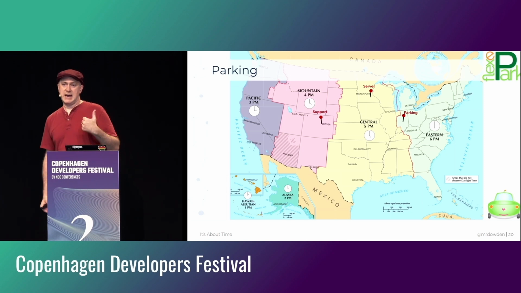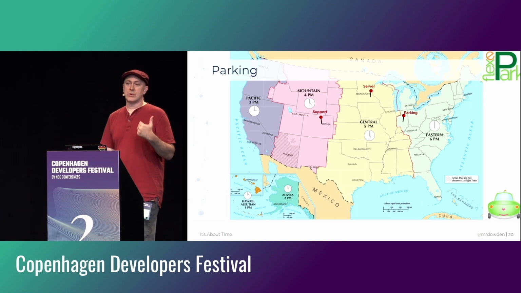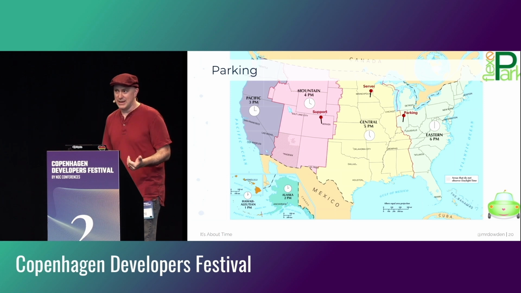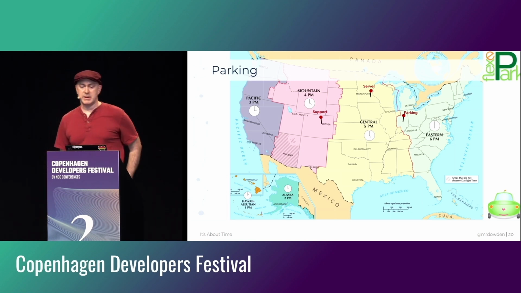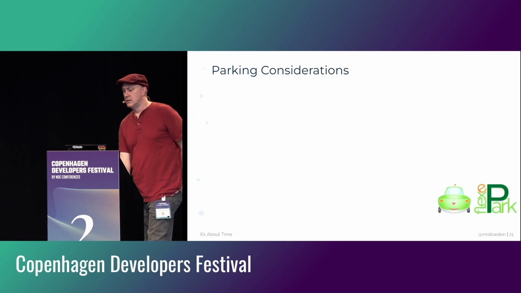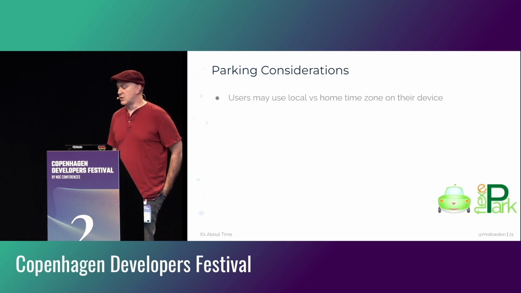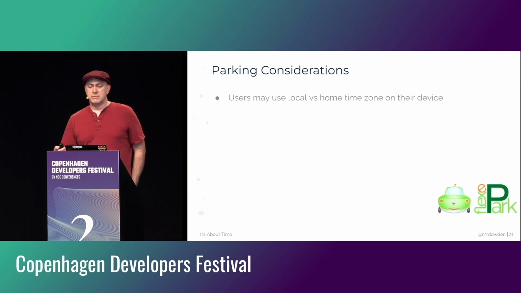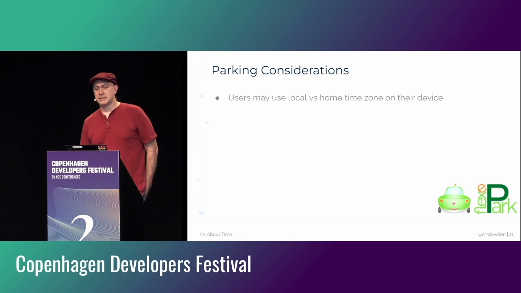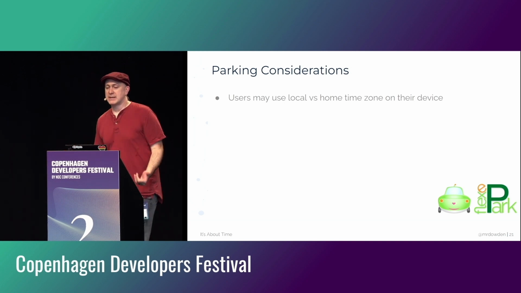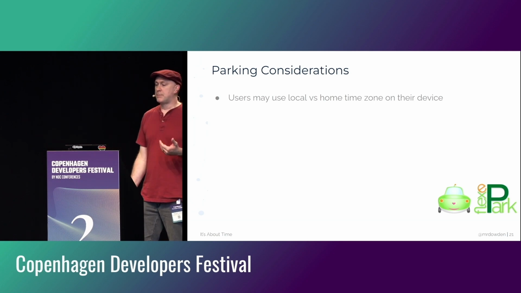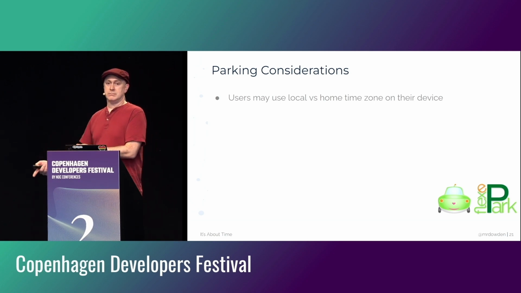So it means that I have to come up with a way to work around the deficiency of JavaScript date times, which is that it's always in my time zone. Starts to make it really, really interesting in that situation. So there's a bunch of different considerations we have to come into. Users may use local versus home time on their device, right? Like right now, I'm in Copenhagen, but I expect to see the correct info when I pull up my support and admin tools back there.